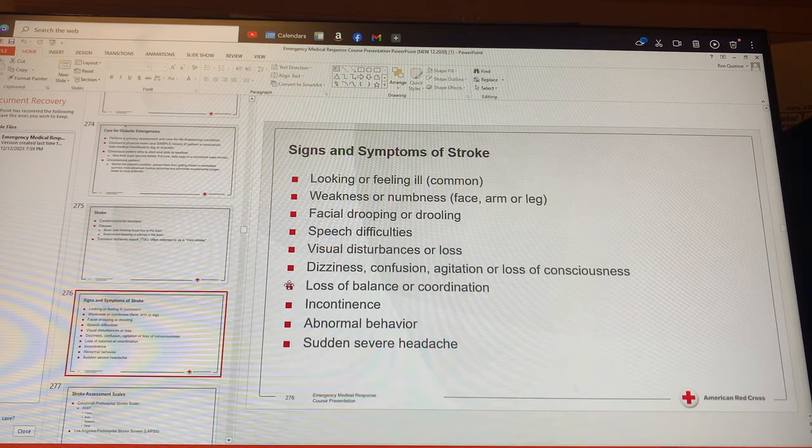Here's some signs and symptoms of a stroke. Looking or feeling ill, weakness or numbness, face, arm, or leg, facial drooping or drooling, speech difficulties, visual disturbances or loss, dizziness, confusion, agitation or loss of consciousness, loss of balance or coordination, incontinence, abnormal behavior, sudden severe headache. Those are signs and symptoms of a stroke.